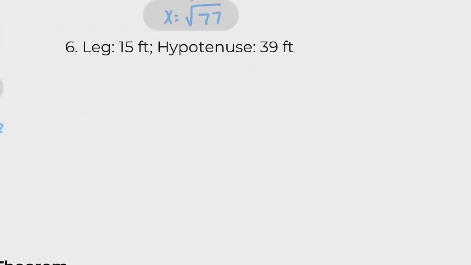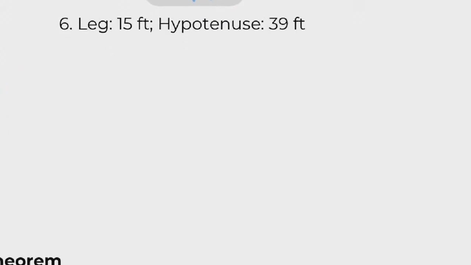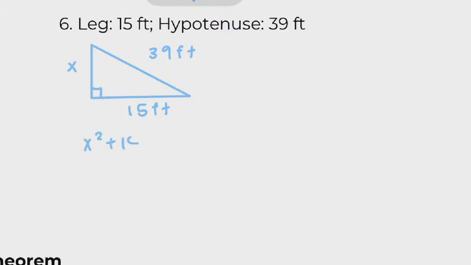Okay, next we have a leg that is 15 feet and a hypotenuse that is 39 feet. So I'll call this one X. You can choose the bottom one too if you want. Doesn't really matter. This is 15 and this is 39. So first we have to figure out what X is. So that'll be X squared plus 15 squared equals 39 squared.